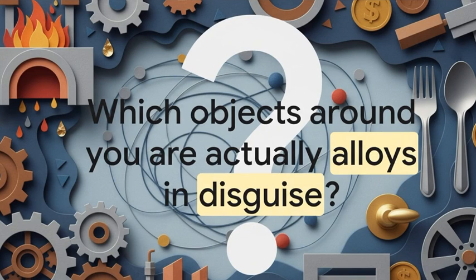And that leaves us with one final thought to chew on. We think we're surrounded by all these different metals, but now we know that so many of them are actually alloys. So the next time you pick up a coin or a fork or even just your keys, ask yourself, is this a pure metal or is it a cleverly engineered alloy in disguise? It's a great reminder that chemistry isn't just in a book. It's absolutely everywhere.